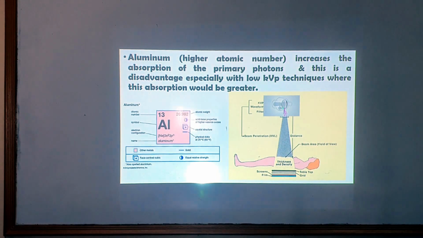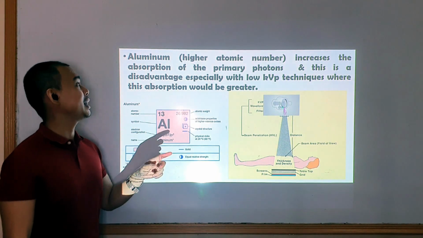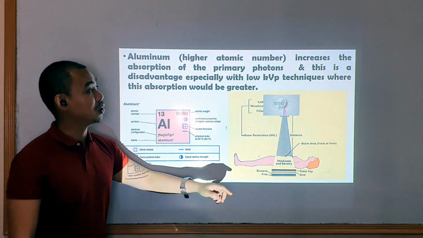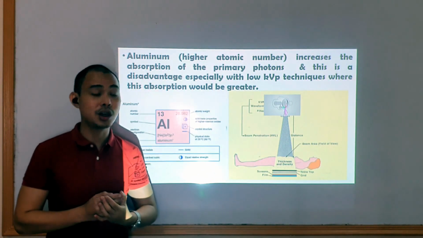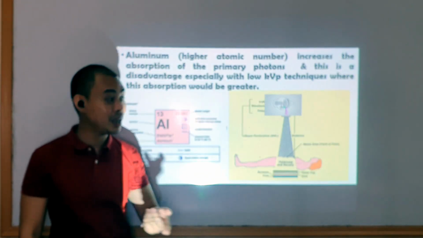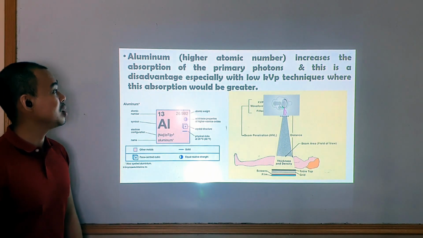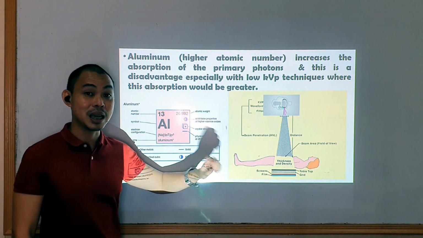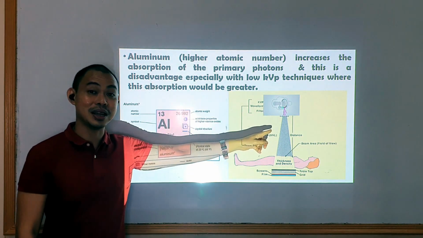Aluminum has a higher atomic number. And because of its higher atomic number, guys, it can increase the absorption of the primary photons. And that is a disadvantage. Why? Because there are certain examinations wherein we need to use low kVp. kVp has something to do with how penetrating it is, right? So can you imagine, guys, if we're going to use low kVp techniques? kVp can affect the quality and quantity of your X-rays, right?